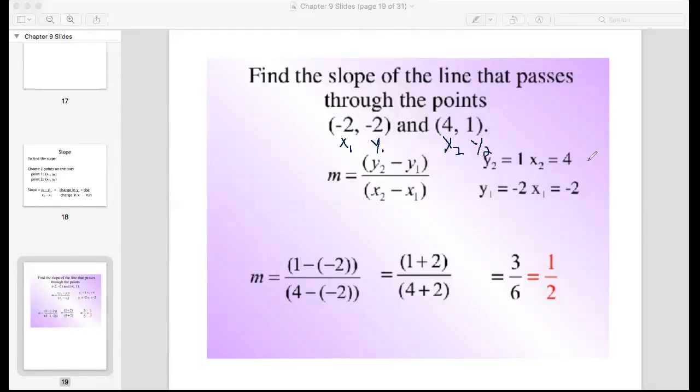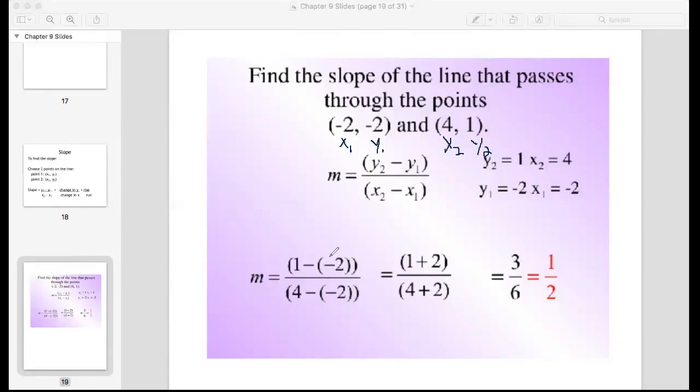And then that way you can plug the values in. They wrote them out here to the side. You can do that if you want to, but I always just write it right underneath, and then it's easy for me to plug in. So my y2 is a positive 1. My y1 is a negative 2. My x2 is a 4, and my x1 is a negative 2.